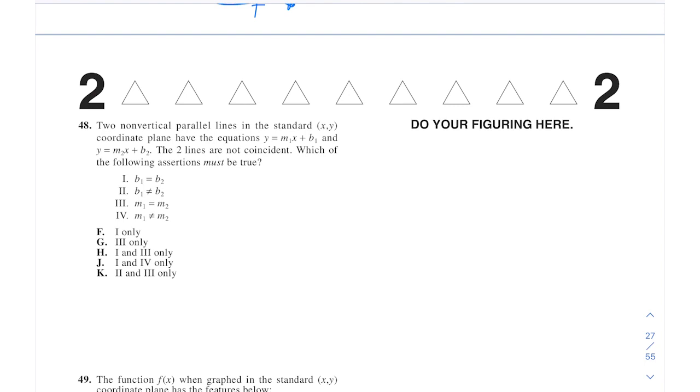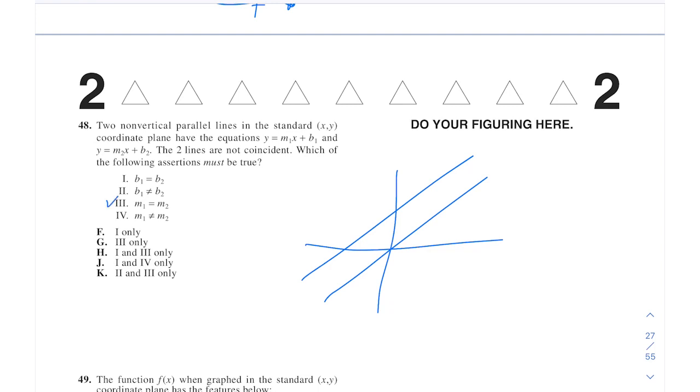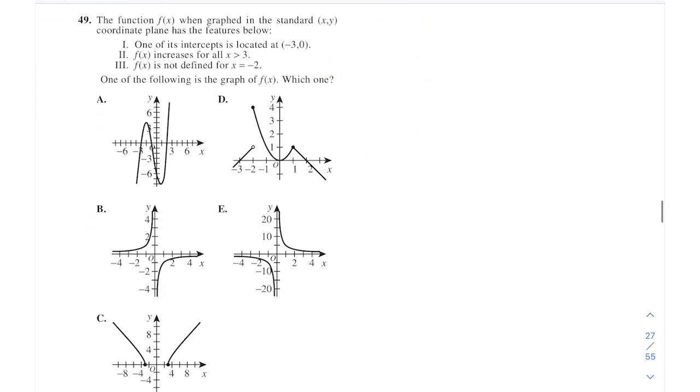Two non-vertical parallel lines. Oof, that was a messy drawing. Bear with. So they have to have the same slopes. So 3 is true, which means we can eliminate anything that doesn't have a 3. And then now we just have to decide on 1 or 2. Let's see. So if they're not coincident, they're not the same, b1 and b2 can't be the same, so 2 has to be true. It's K.